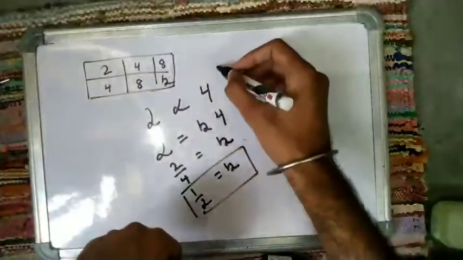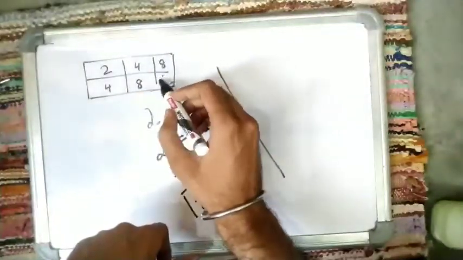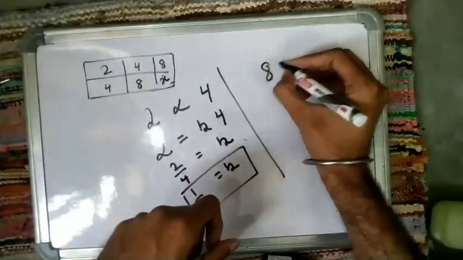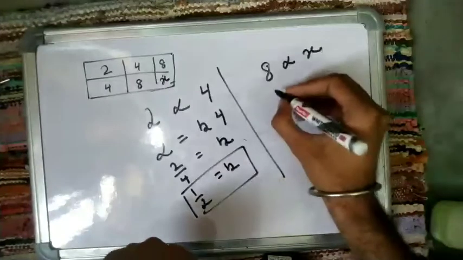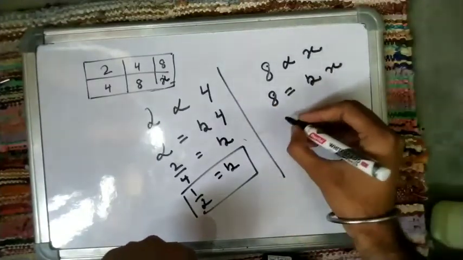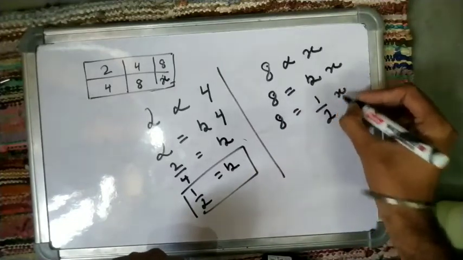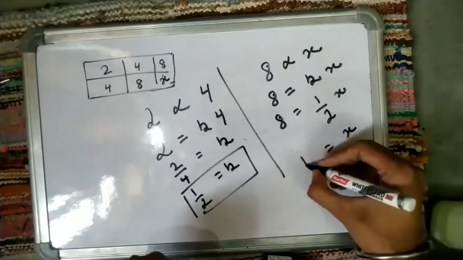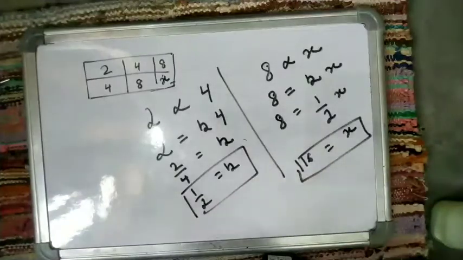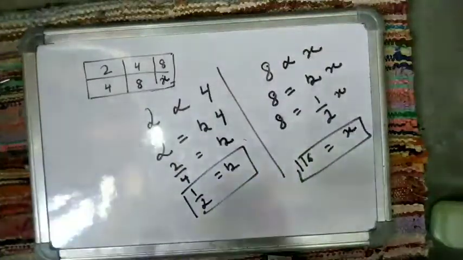In the same way we need the value of this one, so I will write here X. You will not be confused because here is also K. Now 8 is proportional to X, so 8 is equal to K times X. What is the value of K? K is equal to half. So X is equal to 16. I hope you get my point, that we can solve these questions with the help of this method also. It is the real method, that is called the real method.